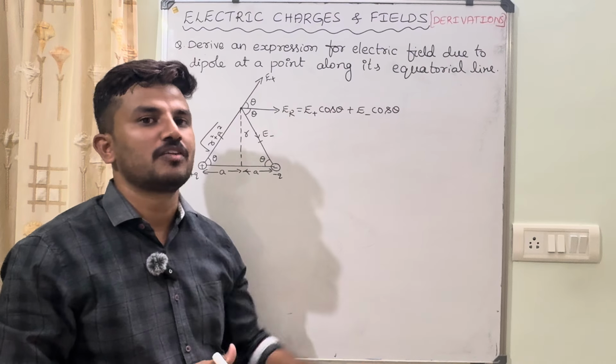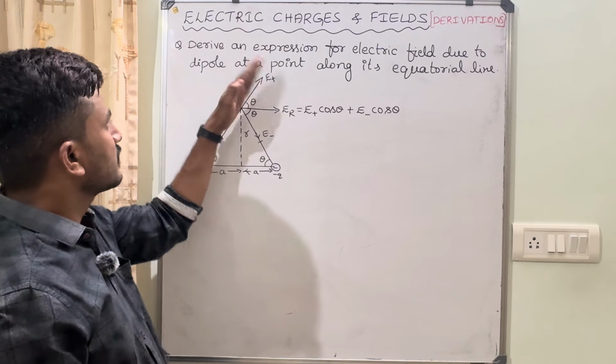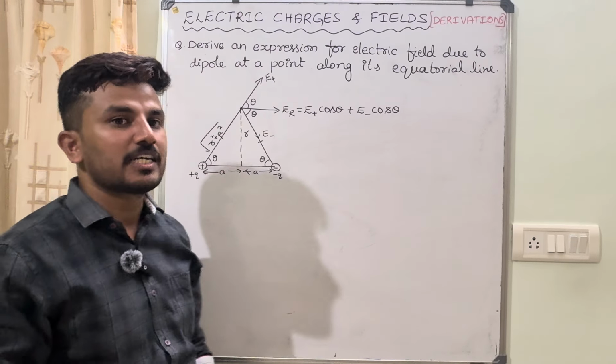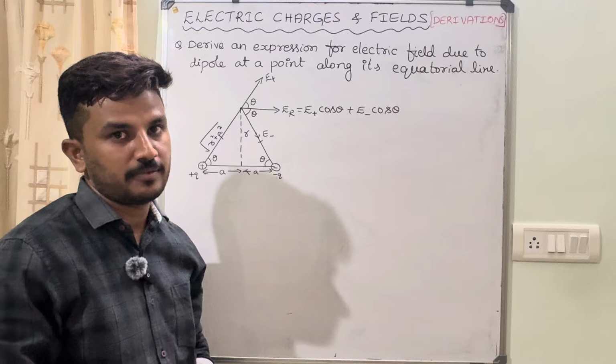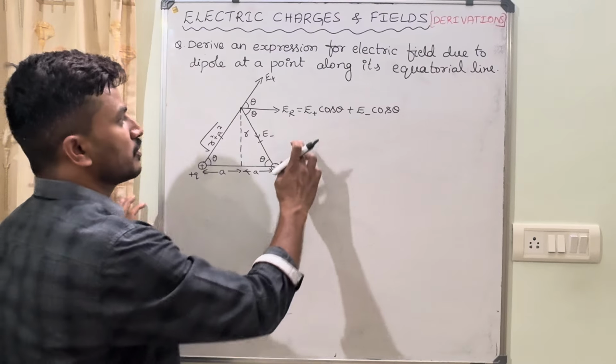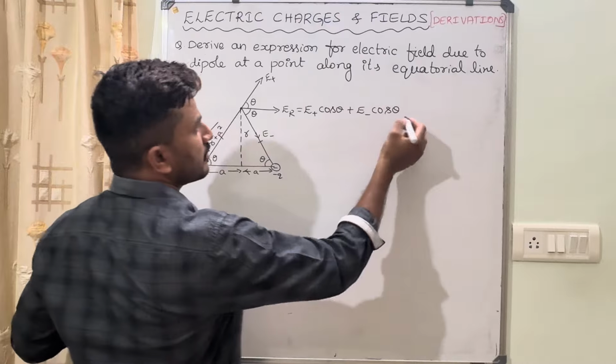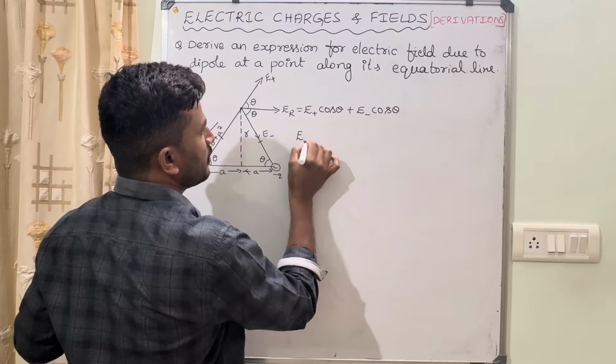You can write a sentence there if you want. Along y axis, E plus sin theta, E minus sin theta, electric field components get cancelled. Okay, then we have to just find the answer for this. So let's consider E plus. E plus formula is what?